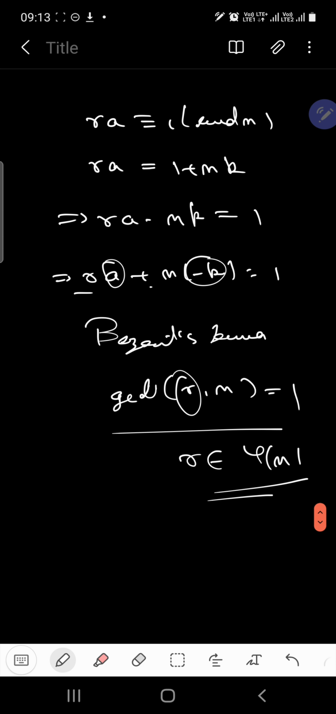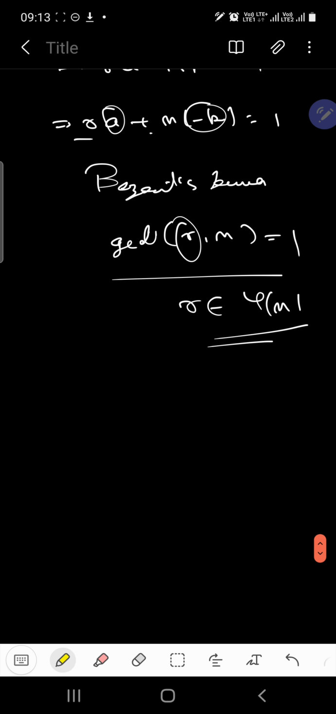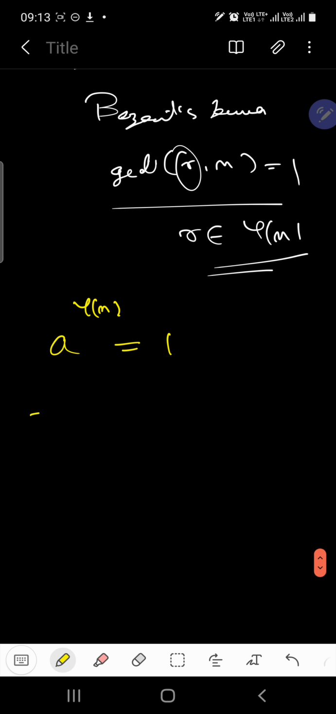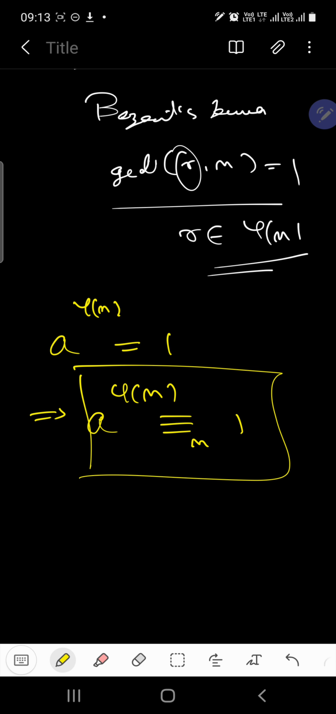Basically this phi n forms a group under multiplication mod n, and if so, you can replace G with phi n, I'm sorry. So this should give you 1, because 1 is the identity here. Now if you divide both sides by n and consider the modular theorem, you can easily write that a to the power phi n is congruent to 1 mod n. Clear? This is also one way of writing the modular form.